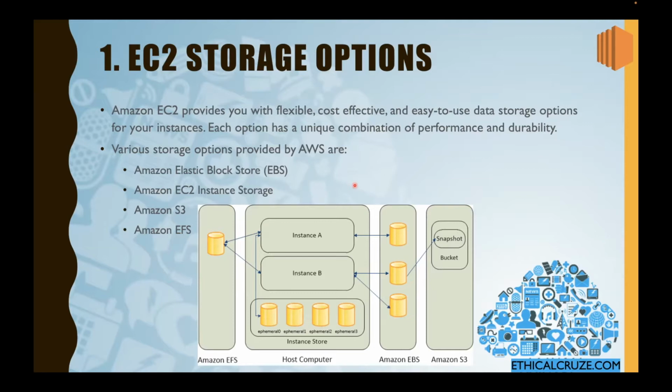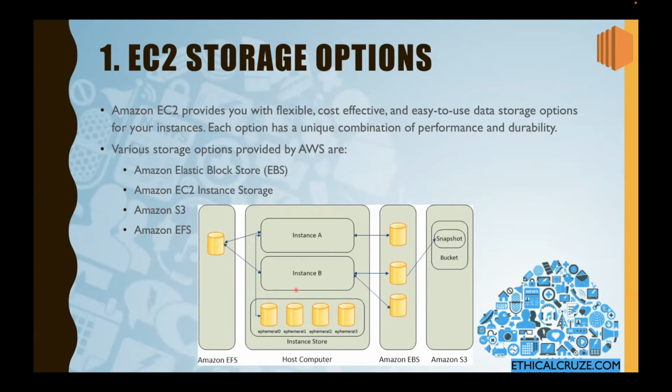One is your Elastic Block Store, EBS. We'll see all of this in further detail. First one is your EBS, Elastic Block Store. Second one is your EC2 instance storage. Third one is your S3, fourth one is your EFS, and one more is FSx. So these are different kinds of block storage, instance storage, as well as file storage.